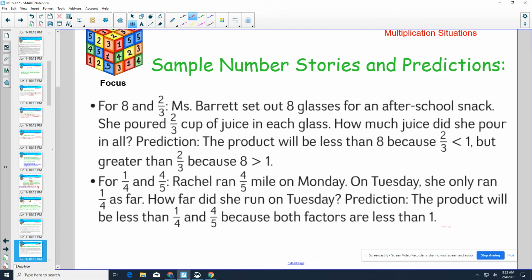greater than 1. And for 1/5 and 4/5, Rachel ran 4/5 of a mile on Monday. On Tuesday, she only ran 1/4 as far. How far did she run on Tuesday? So their prediction is the product will be less than 1/4 and 4/5 because both factors are less than 1, which follows those rules we talked about with multiplicative identity.